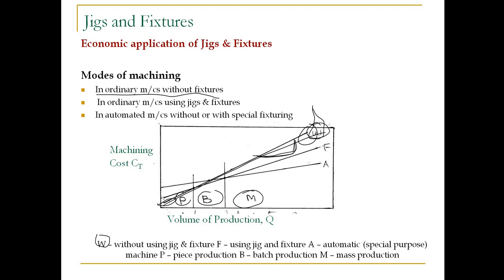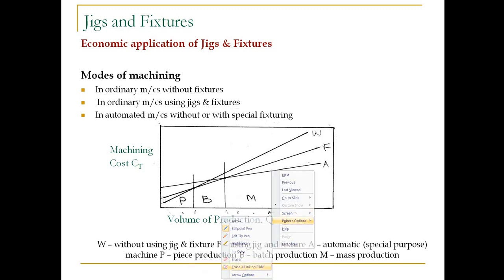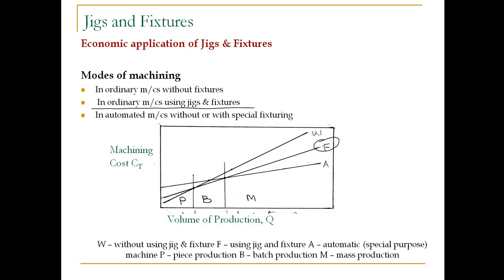If we take the second case, that is an ordinary machine using jigs and fixtures, that case is F. That case shown over here is F, which is the second scenario, in ordinary machines like lathe, milling, drilling, etc., using jigs and fixtures. The initial cost you can see is somewhat higher than in the case of W.